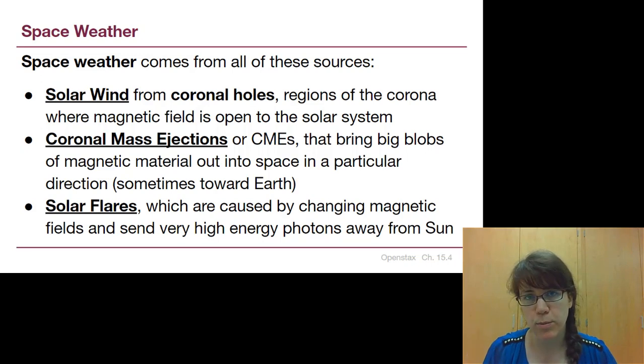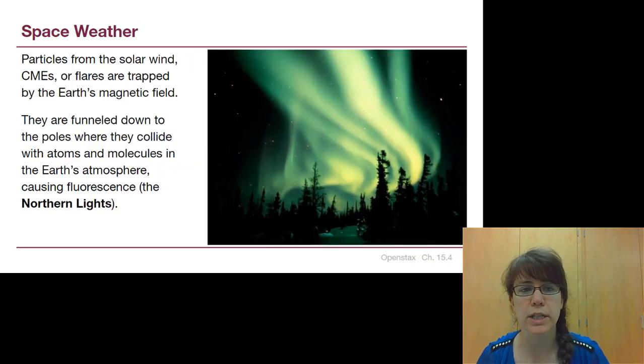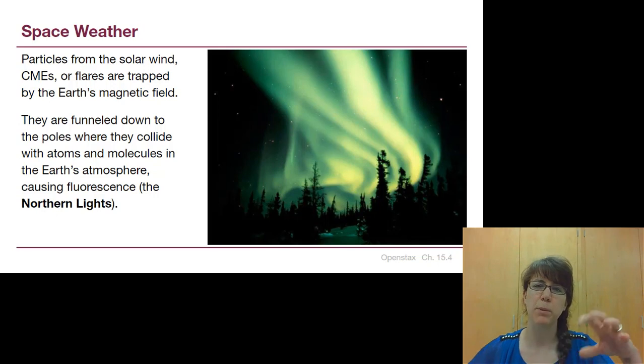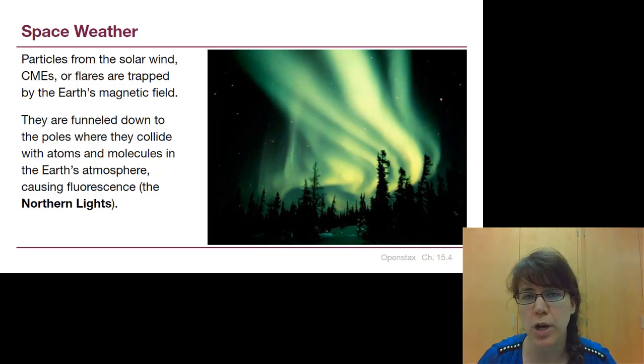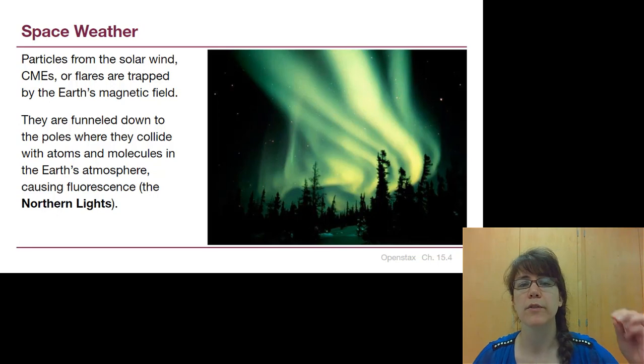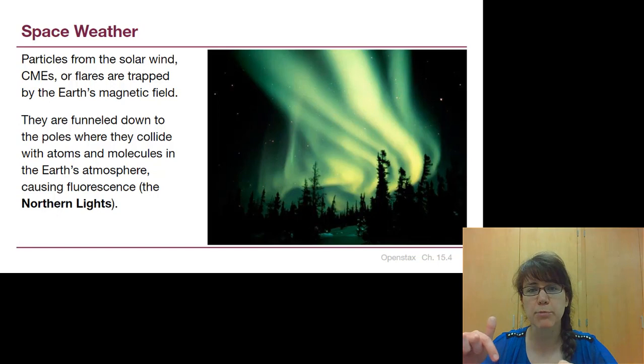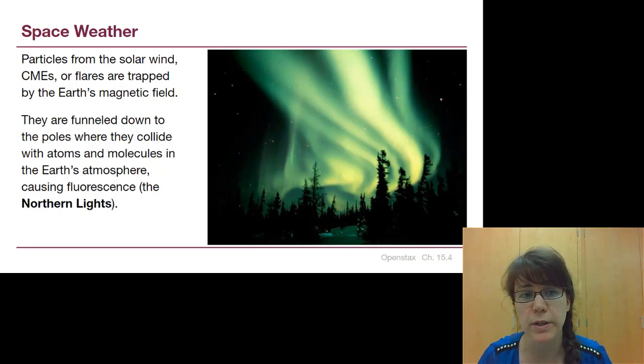Now, let's think a little bit more about the effect of these three categories on the Earth itself. So the first is particles from the solar wind, or CMEs, or some of the particles that come along when we have just a flare but not a bigger CME. Those are trapped by the Earth's magnetic field. If it's a charged particle, it will follow the field lines until those field lines connect back into our atmosphere, and that comes down to the north and south poles.